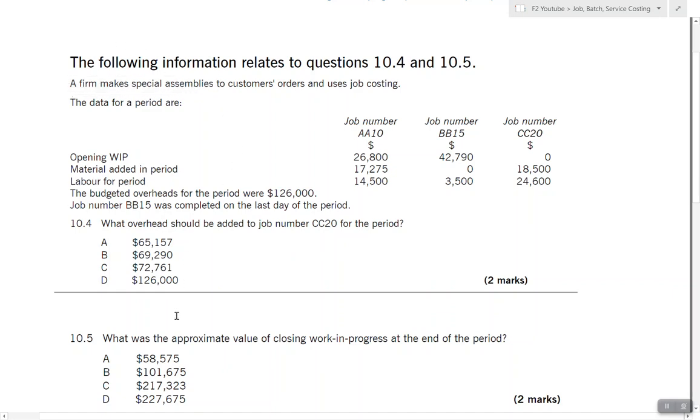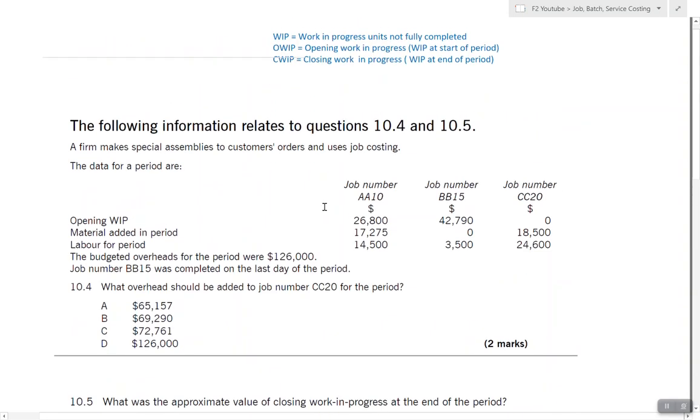A firm makes special assemblies to customer orders and uses job costing. Data for period are opening work in progress 26,800, 42,700. Remember, work in progress is job that is not completed. I've written here work in progress. Units not fully completed.